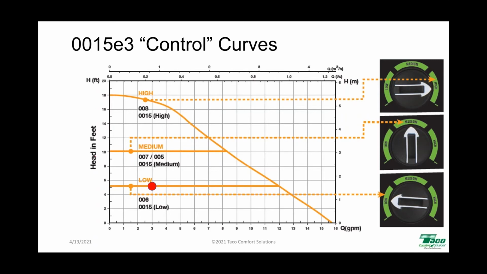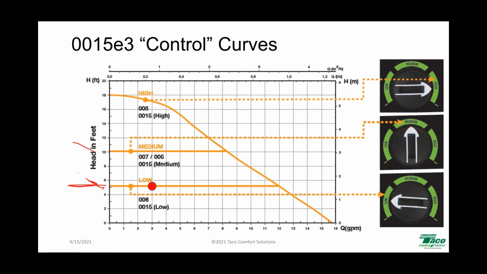Let's take a look at the Taco 0015E3. It's a delta P variable speed circulator, meaning it changes its speed based upon changing pressure differentials within a system. It reacts to changing pressure differentials, and its goal, when set to either the low or the medium setting, is to maintain a constant pressure differential within the system. What we're talking about is the ultimate flat curve circulator. Flow can change all at once, but the head pressure differential created by the circulator stays the same. It stays flat on that curve.